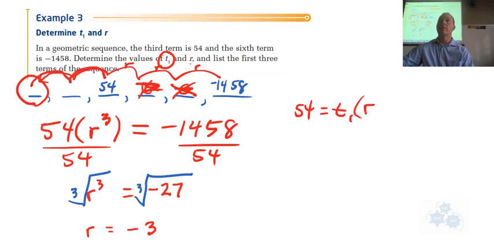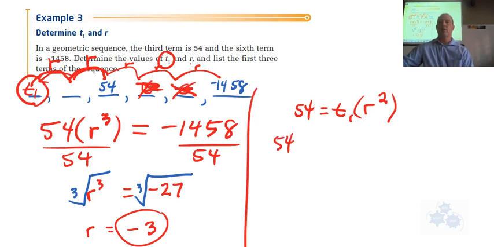1, 2, r squared. So let me say that again. I found r here. If we look at this, and that's why I like drawing this out a little bit, because you can actually see, okay, here's T1, and I need to multiply by r times r to get 54. So that's T1 times r squared should equal 54. Set up an equation with one unknown, and you can always solve for it.